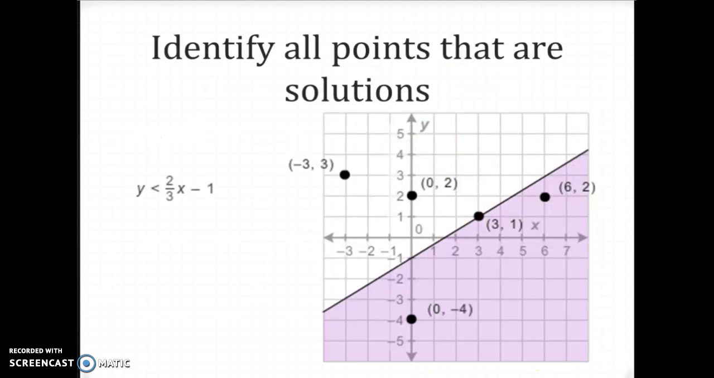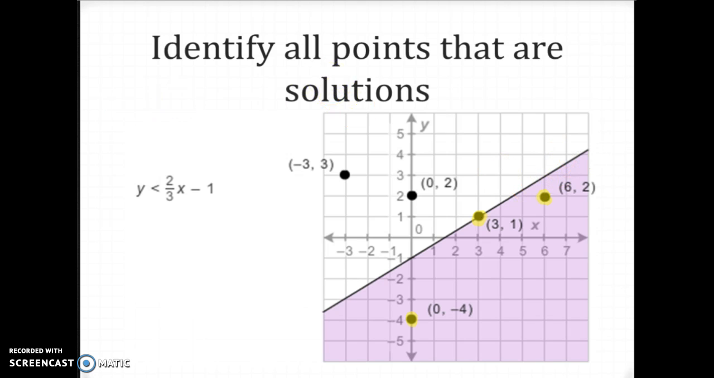And one last thing, kind of going along with solid line and dashed line: if we're identifying all the points that are solutions, this point is a solution, it's in the shaded region. We could check it by plugging it into this equation. This point is also a solution because it's in the shaded region. Now think about this point, the point 3, 1. Would this be a solution? This one is also a solution because this is a solid line.